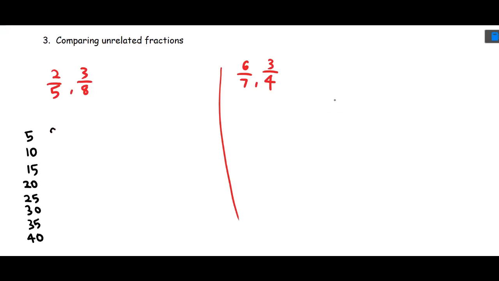And for 8, and I'm going to stop here. Now, what I need to do is I need to find the number that appears in both the multiplication tables of 5 and 8. So if you look, it is 40. So now I need to convert both fractions into equivalent fractions with denominator 40.